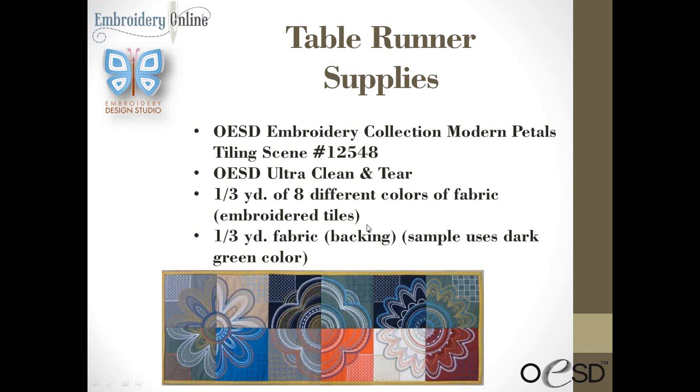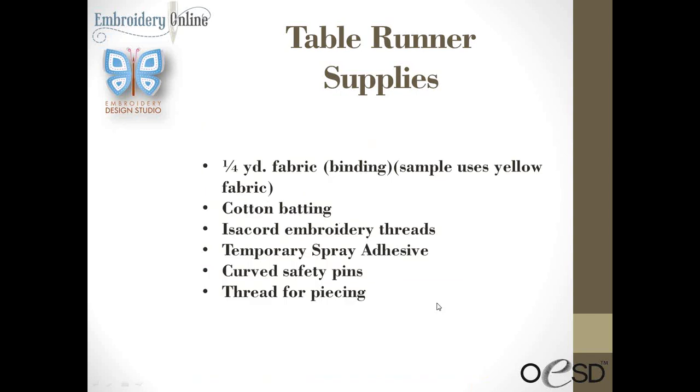For the supplies, you'll need the OESD Embroidery Collection Modern Petals Tiling Scene, pack number 12548, OESD Ultra Clean and Tear Stabilizer, 1/3 of a yard of 8 different colors of fabric for your embroidered tiles, 1/3 of a yard of fabric for your backing. Our sample uses the dark green color, and 1/4 of a yard of binding, which our sample uses the yellow fabric. You'll need cotton batting, isocord embroidery threads, temporary spray adhesive, curved safety pins, and thread for piecing.